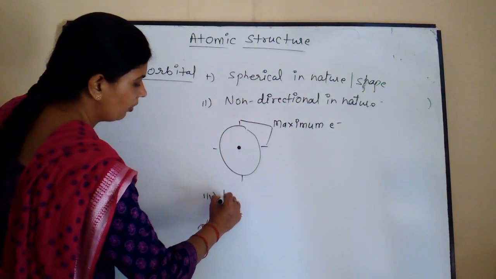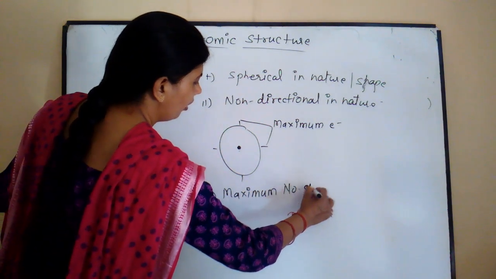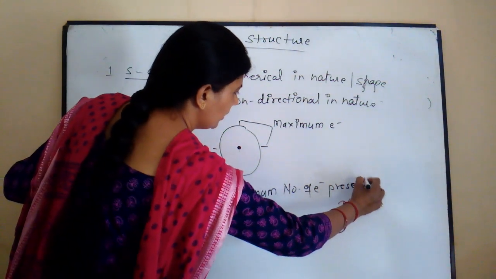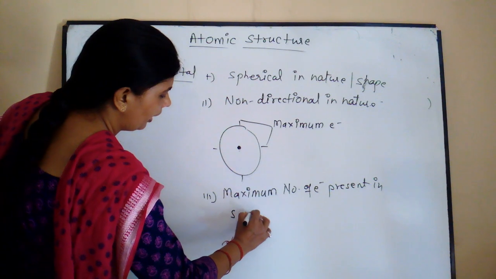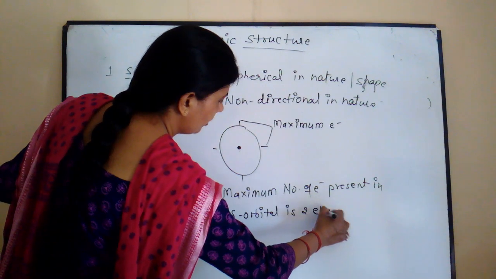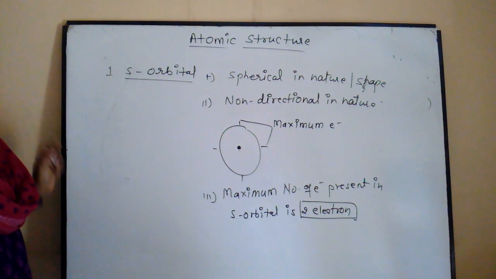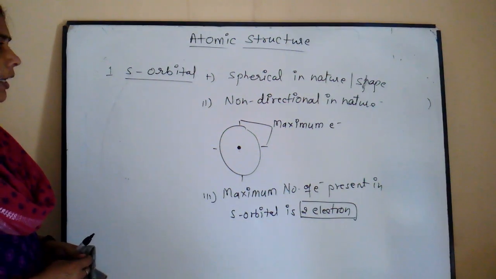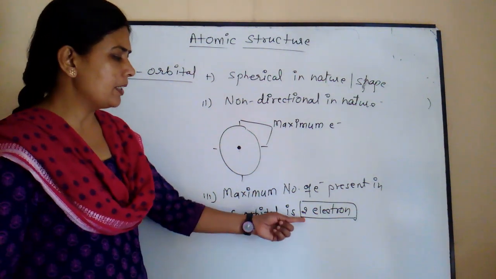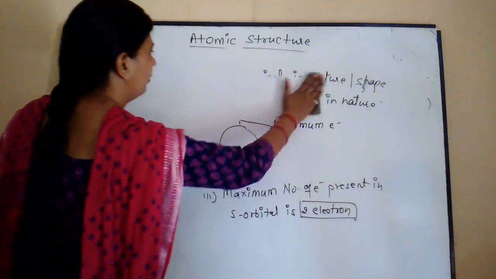The maximum number of electrons present in s orbital is 2 electrons. So first is s orbital: spherical shape, non-directional nature, and the maximum number of electrons present in s orbital will be 2 electrons. Second one is p orbital.